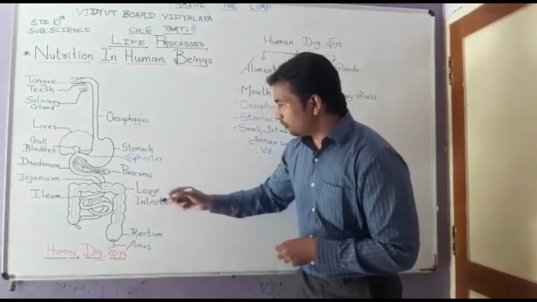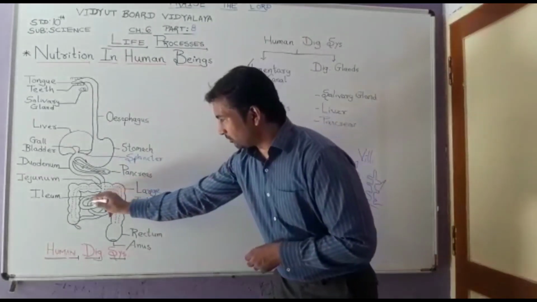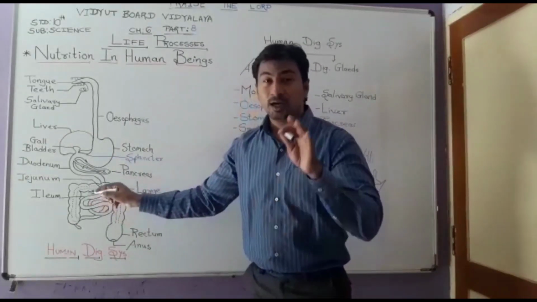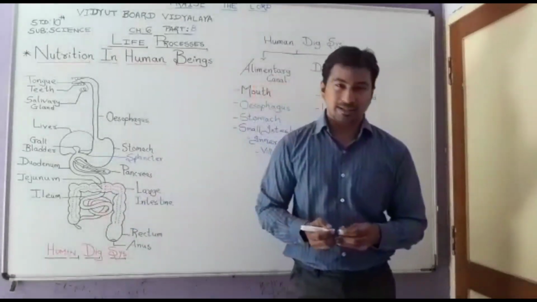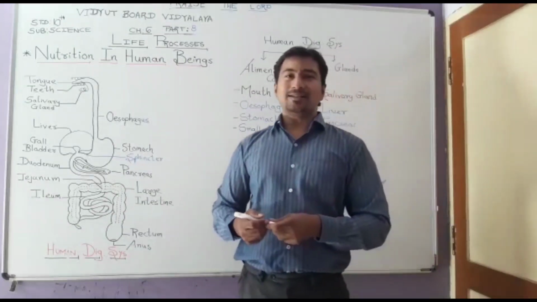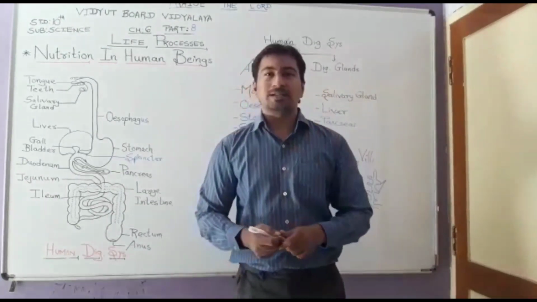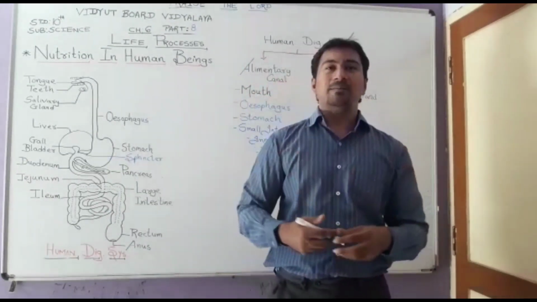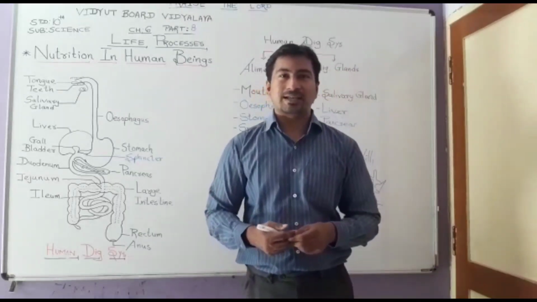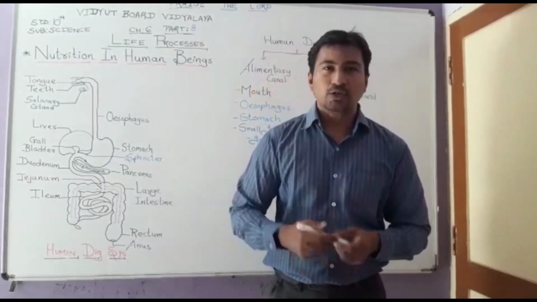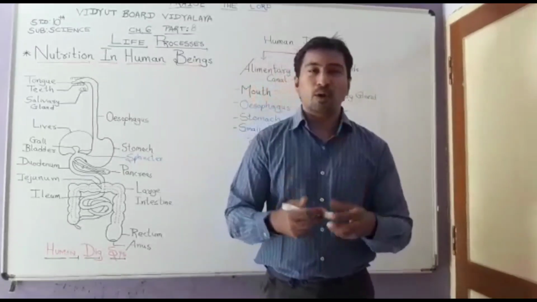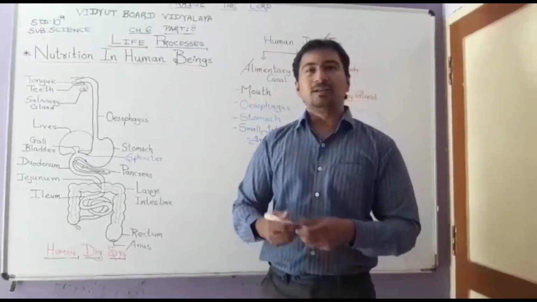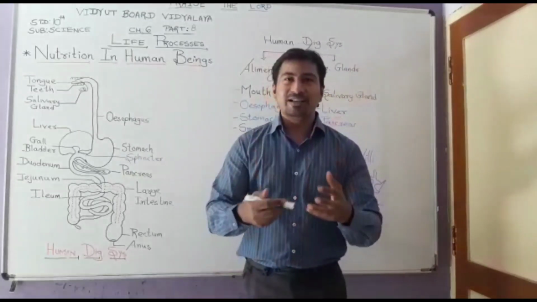So the food particles, and especially the unabsorbed food particles, now go into the larger intestine. Inside the larger intestine, the one substance that is maximally absorbed is water. So the maximum absorption of water takes place here, and the semi-solid fecal waste is left.